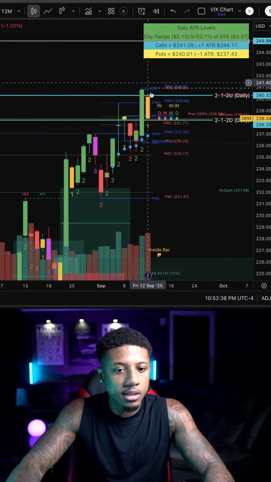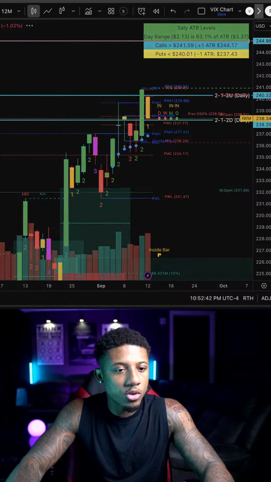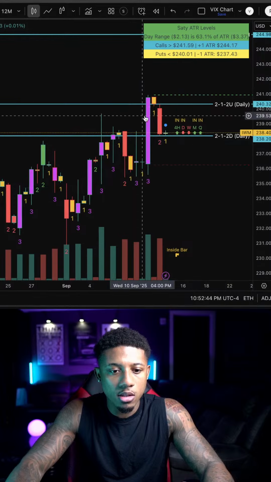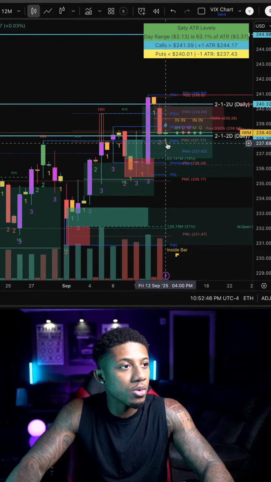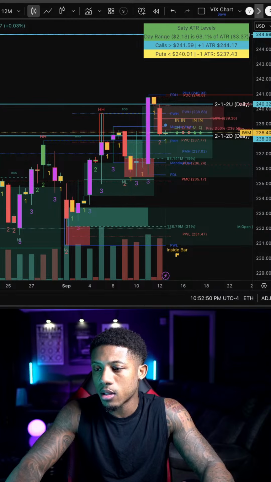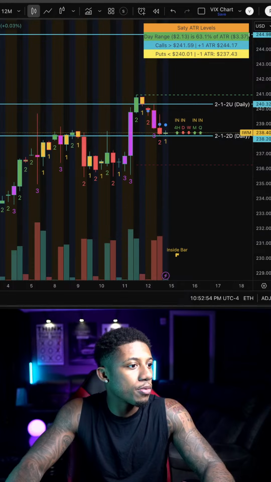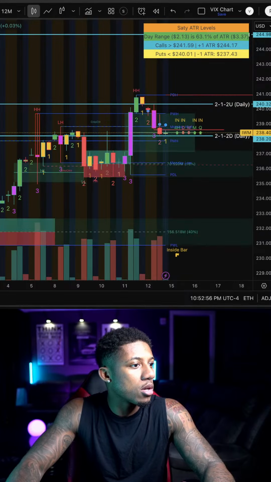Okay, so on the daily time frame, we have a 2-1-2. If we drop down to the 12-hour, we had this clean 3-1-2 reversal. This is why we seen that sell-off. I need to go back to looking at the 12-hour time frame for sure. 1 second, y'all. Let me go ahead and adjust this real quick.